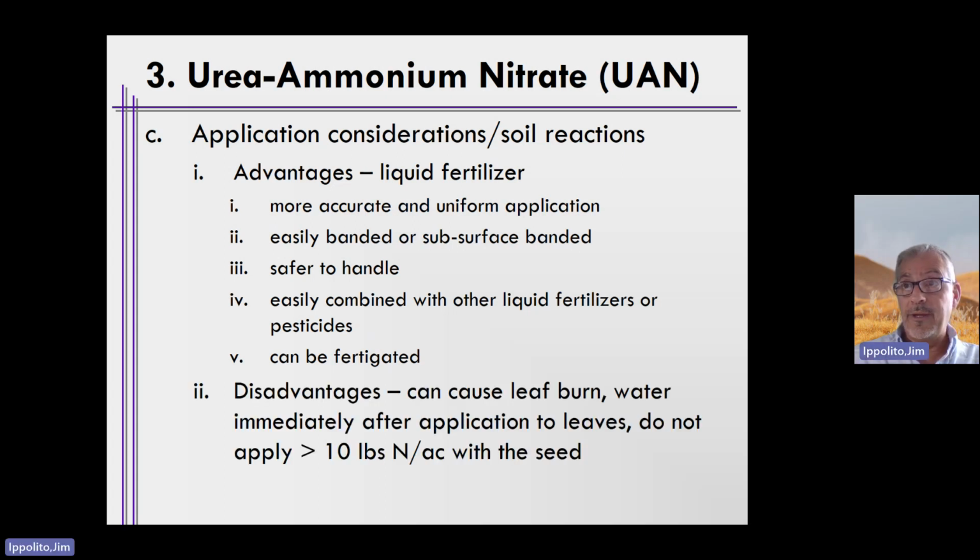There are some disadvantages. It can cause leaf burn. And so if you're applying this product on a leaf surface, you want to, as soon as you can, water to wash this product off the leaves. Typically, we recommend no more than about 10 pounds of urea ammonium nitrate per acre with the seed. That's another disadvantage. Greater than that, you can burn the seed as well. But it's a wonderful fertilizer. You can actually use this very, very easily under no-till conditions. And I work with a producer that actually does this year after year after year.